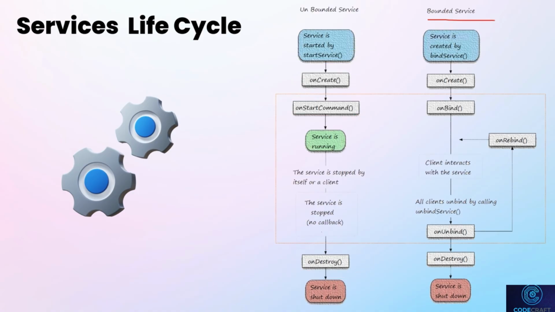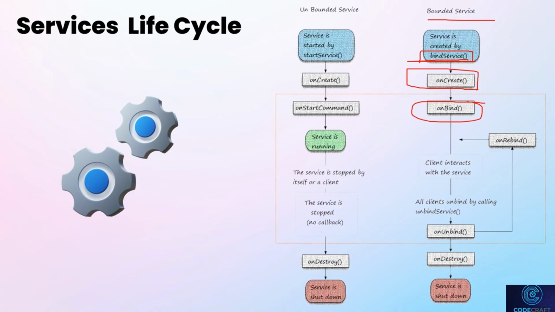The second type of services is the bound services. The bound services are usually used to establish a connection between components, such as activities, and the service. They are started using the bindService method and are closely tied to the components that bound to them. When all components unbind from the service, it is automatically destroyed. The onCreate method, as in unbound services, is called when the service is initially created.